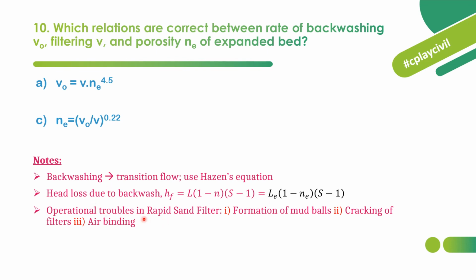And the operational troubles in rapid sand filter are as follows: formation of mud balls, cracking of filters, and air binding phenomenon. So these three things are the operational troubles in rapid sand filter, but these three things won't happen in case of slow sand filter. And we have crossed the 10 questions. Now we shall see 3 more questions as bonus.